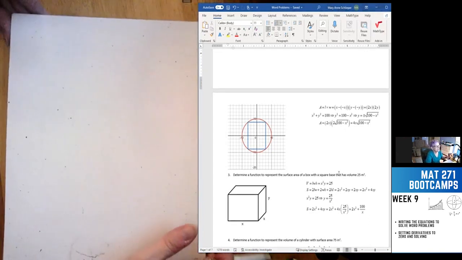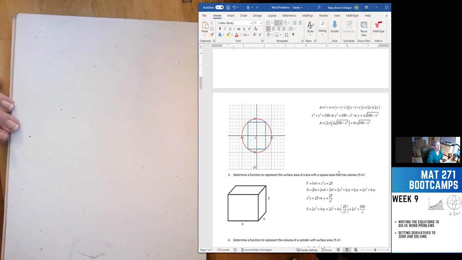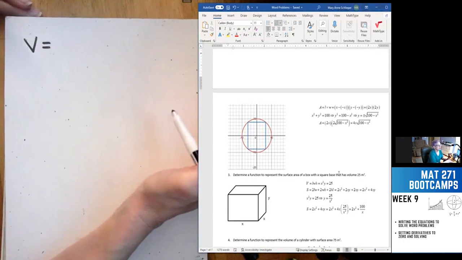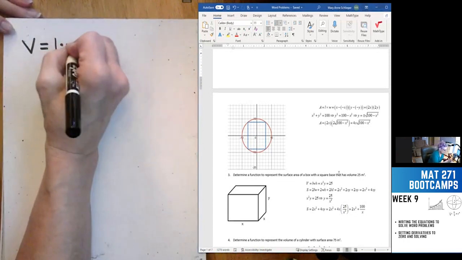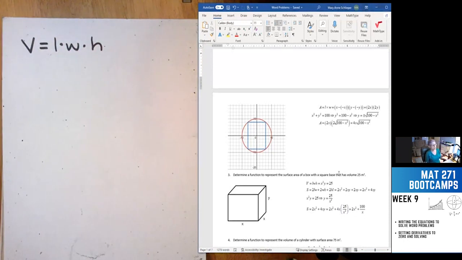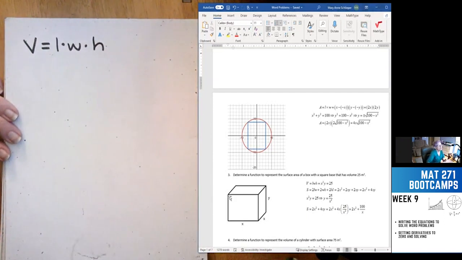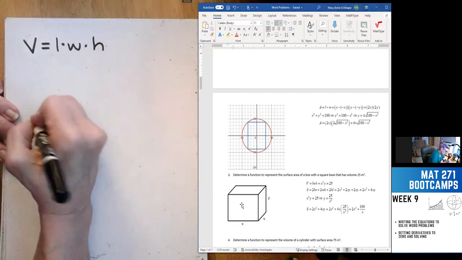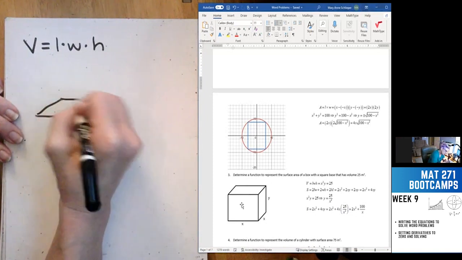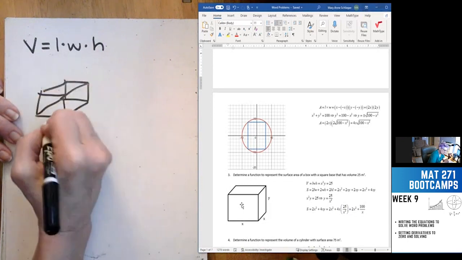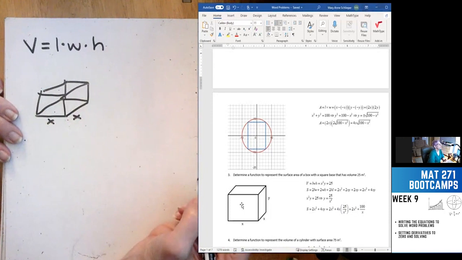So let's determine a function to represent the surface area of a box with a square base that has volume 25 cubic meters. You're expected to know all these geometry formulas. Boxes are easy. The volume is just length times width times height. And since this one is a nice cube with a square base, the sides of the base are exactly the same. It's just the height that's different.